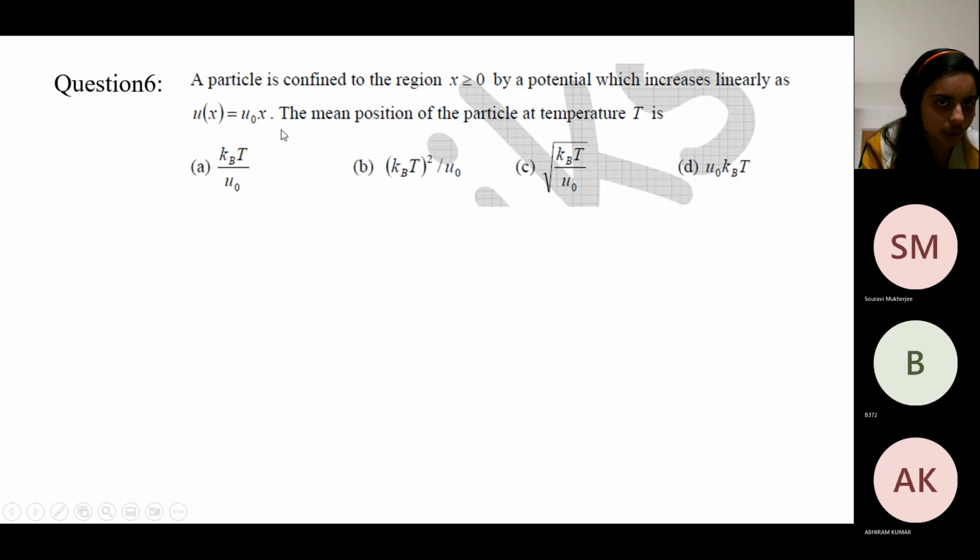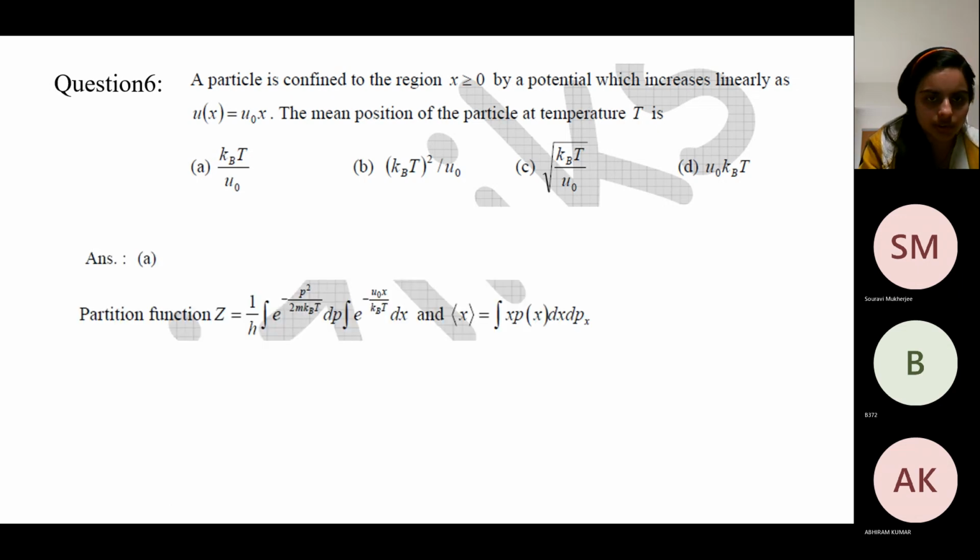Now you don't know the value of p(x) yet. So in order to find the expression for p(x), you have to use the knowledge about the potential that is given here, right? So what we do here is, this is your value of Z. This is your partition function. And this is the expression for the mean position that I was talking about, x p(x) dx.